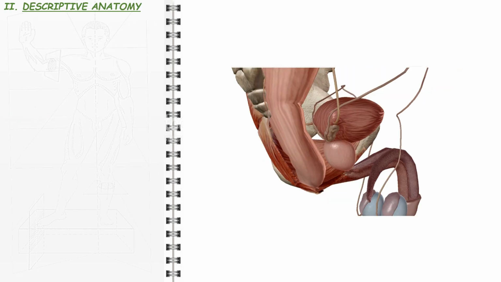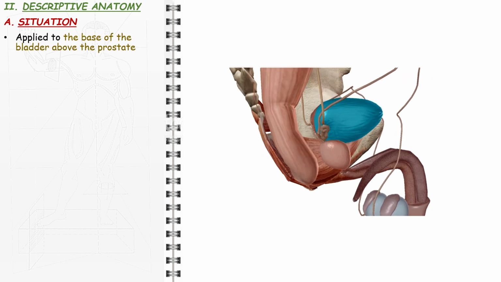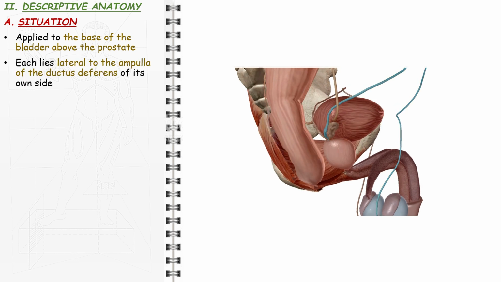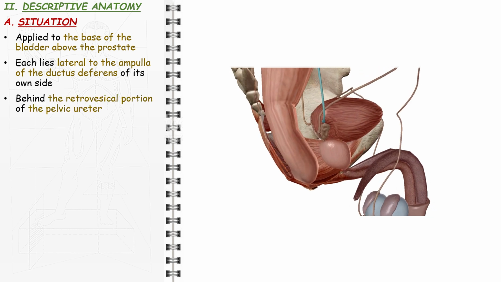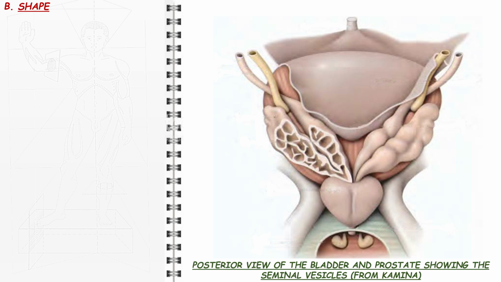The seminal vesicle is applied against the retrotrigonal fossa of the bladder above the prostate. Each lies lateral to the ampulla of the ductus deferens of its own side, behind the retrovesical portion of the pelvic ureter and in front of the rectum. The seminal vesicle is a lobulated, blind-ending tube much folded on itself, with a long horizontal axis when the bladder is empty and vertical when the bladder is full.